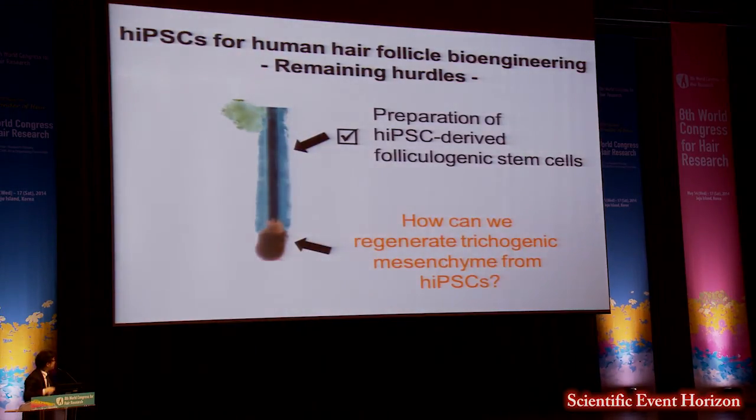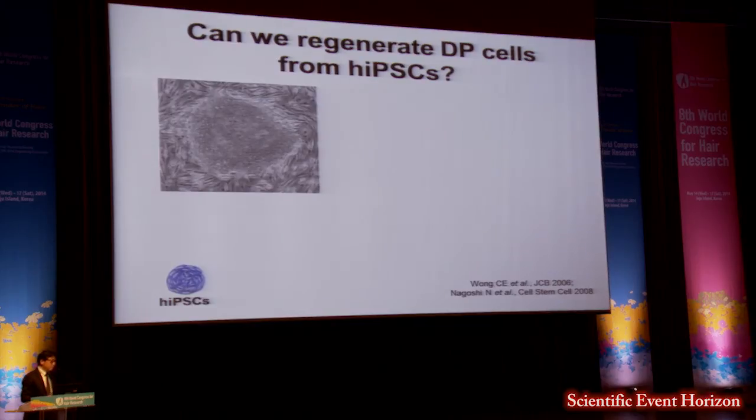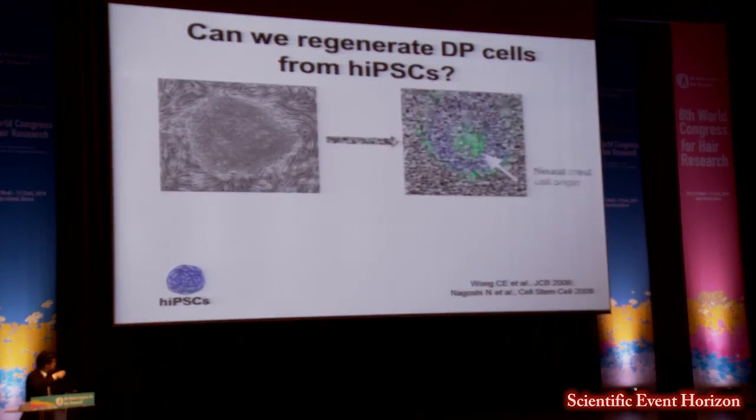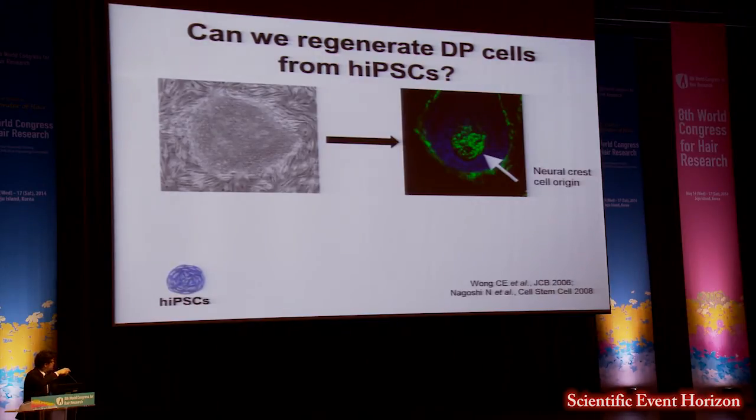So, preparation of the human iPSC-derived follicogenic stem cell was seemingly completed. The next question would be, how can we regenerate a trichogenic mesenchymal cell from human iPSCs? What is a protocol that enables us to generate trichogenic dermal papilla cells from human iPSCs? The work by my colleagues demonstrated that at least partially, the dermal papilla cells are derived from the neural crest cells. So we are taking advantage of this fact for regeneration from the human iPSCs.